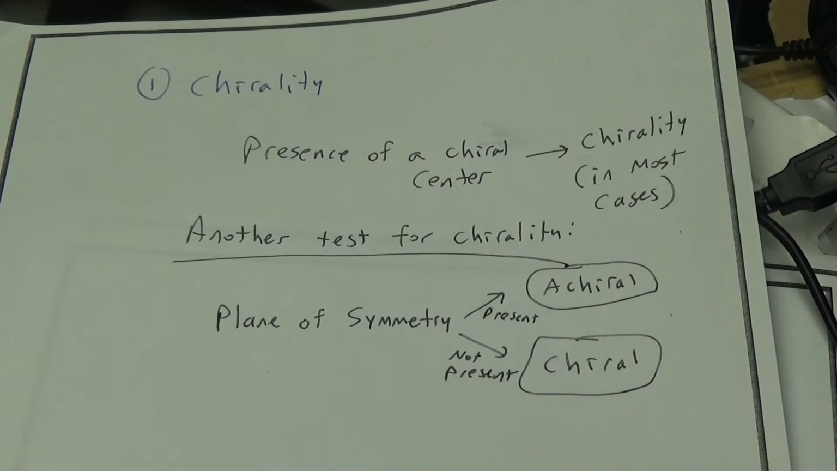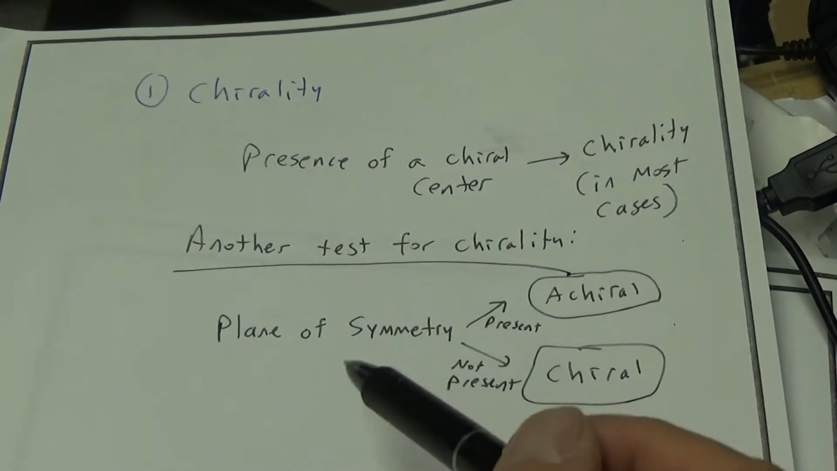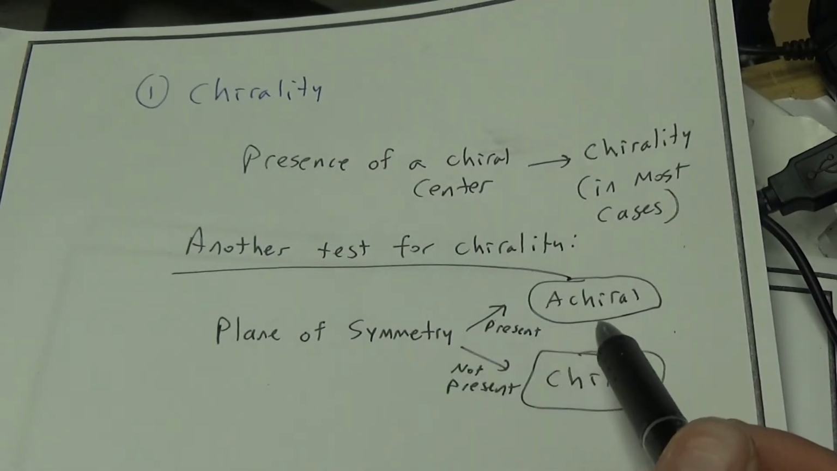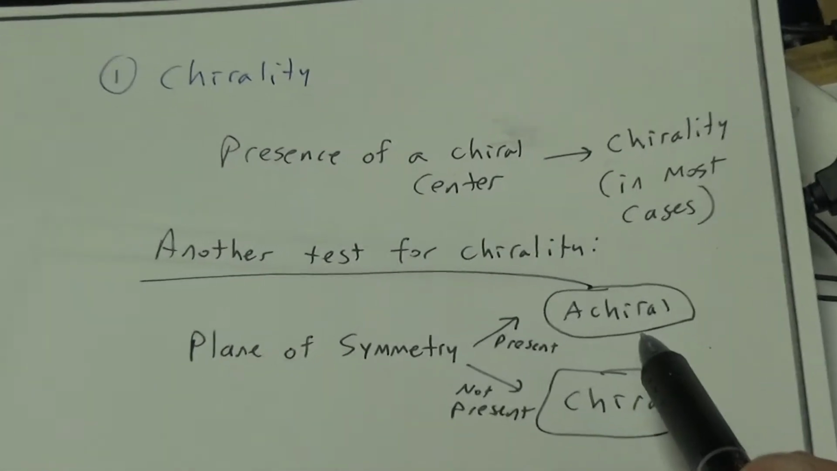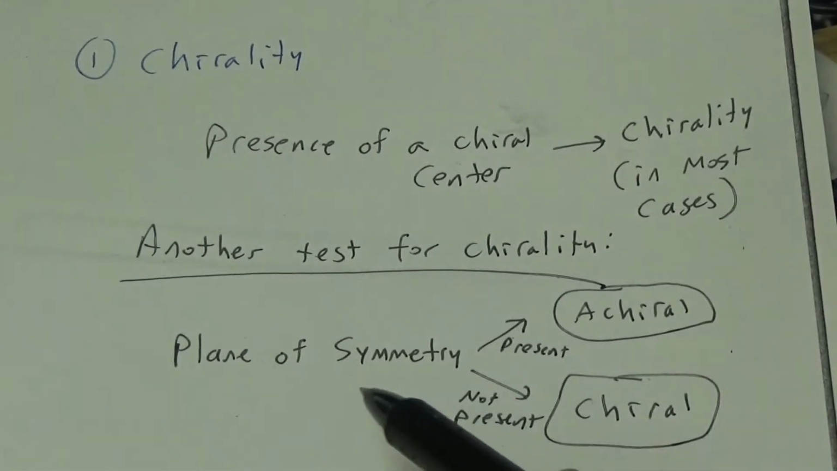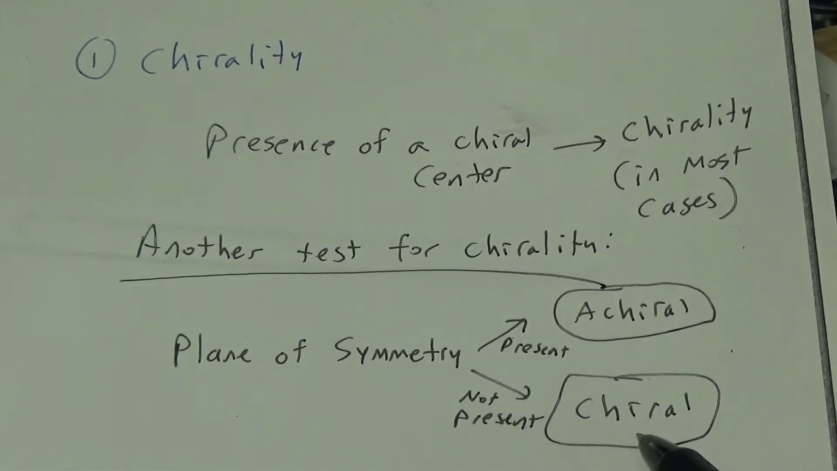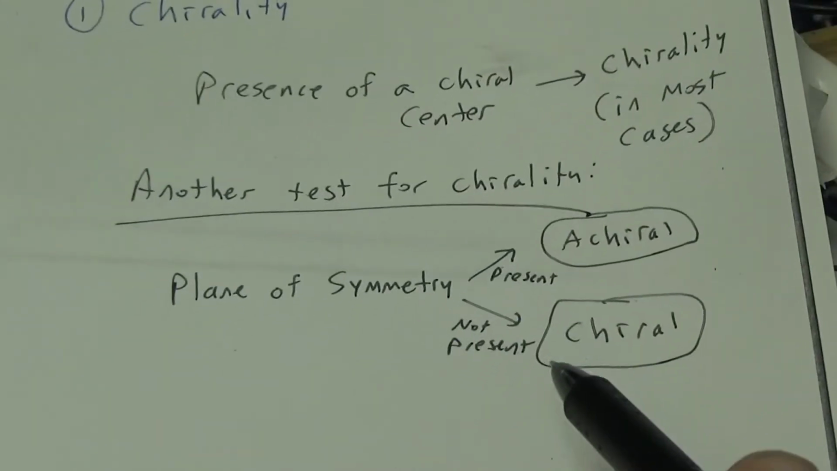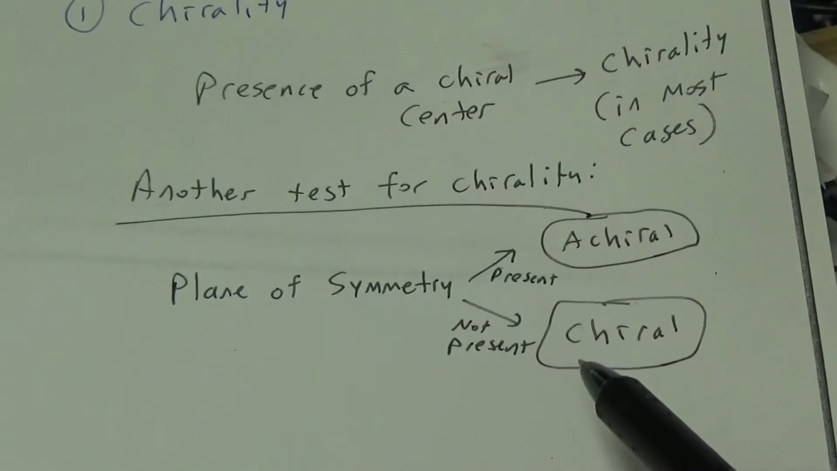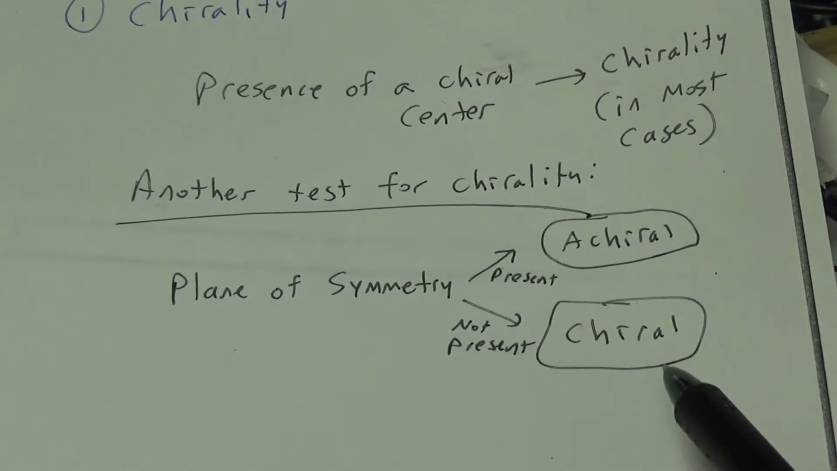Alright, so we just basically said this and we showed it with a nice figure, that if you have a plane of symmetry, the molecule is always achiral. If you do not have a plane of symmetry, the molecule is always chiral. Sometimes it's a little hard to see the plane of symmetry, sometimes it's a little easier. We'll see some examples of identifying planes of symmetry. Alright.